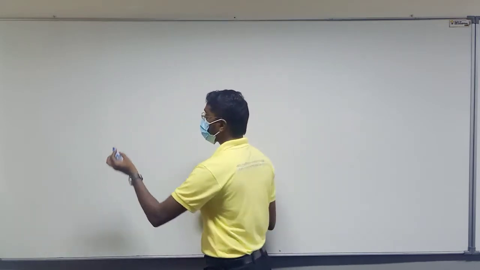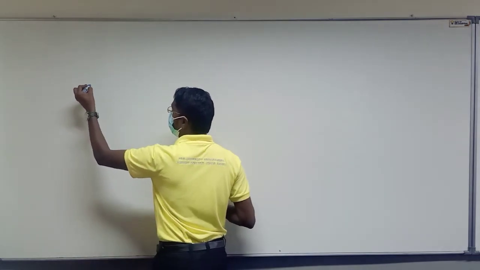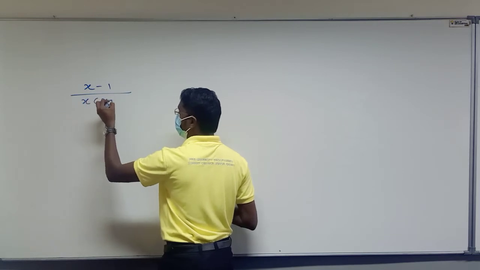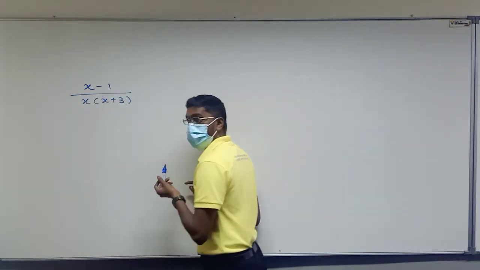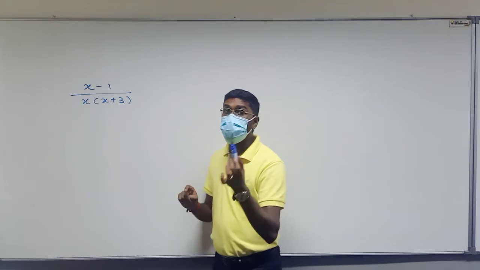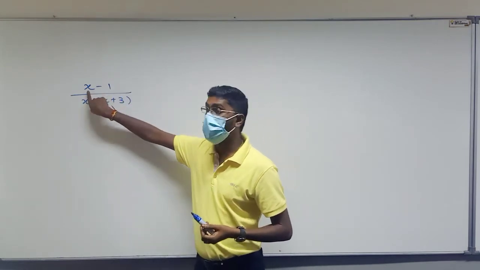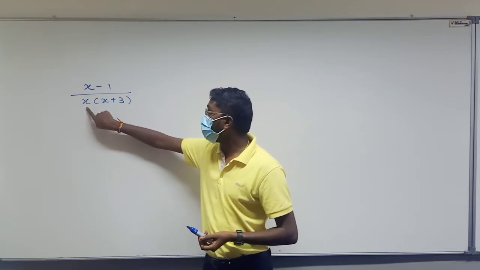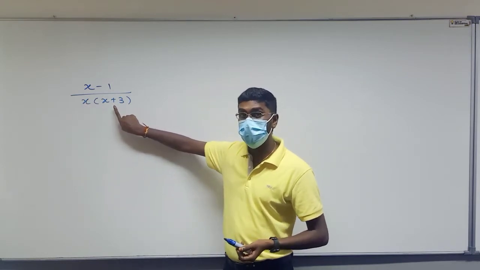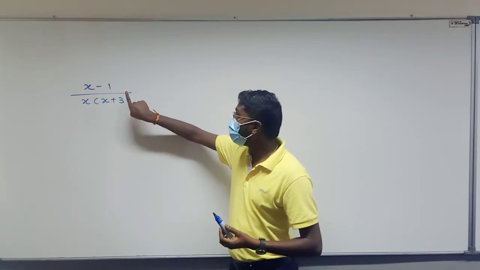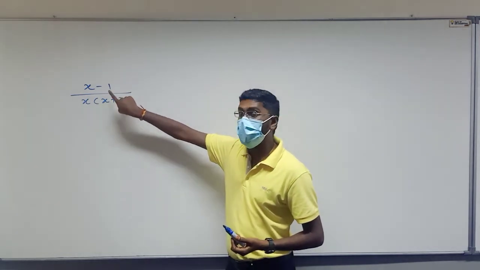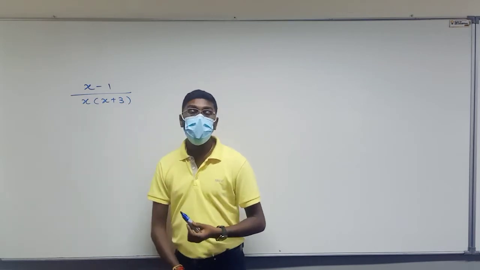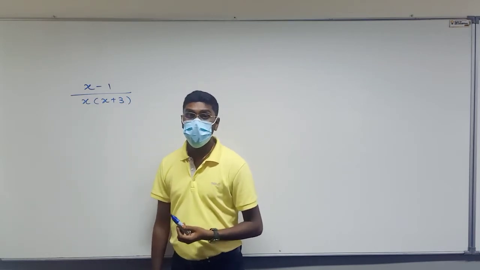For example, I give you x minus 1 over x squared plus 2x minus 3. In this case, the maximum power of the numerator is 1 because it is linear. When you go to the denominator, the maximum power of x is 2 because it's a quadratic. Therefore, when the maximum power of the numerator is less than the maximum power of x in the denominator, we call it a proper fraction.